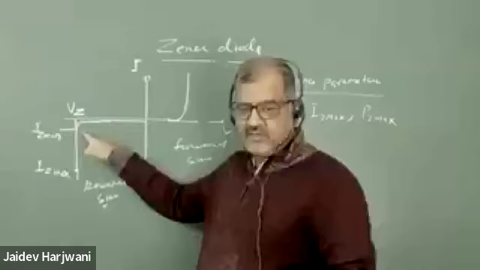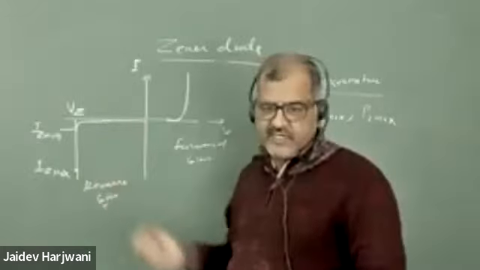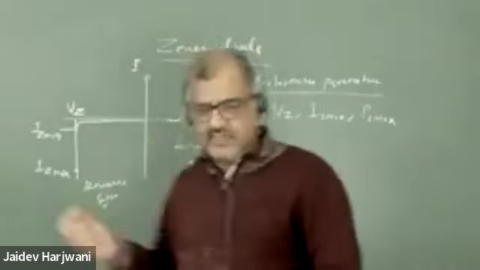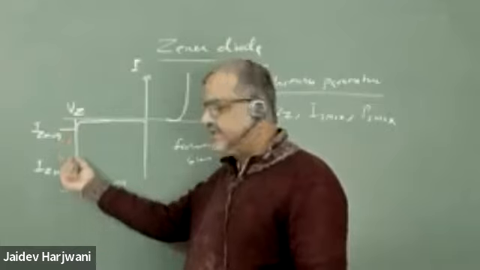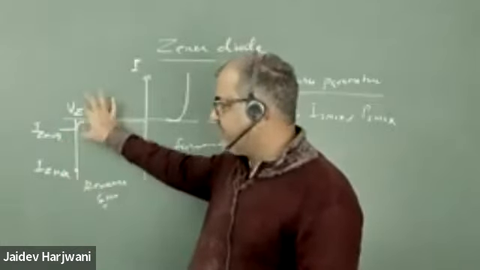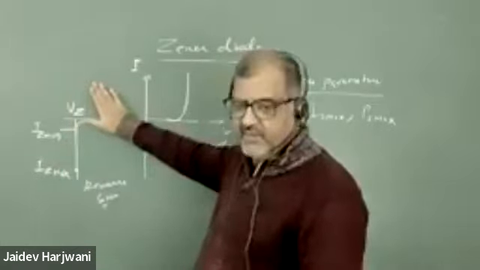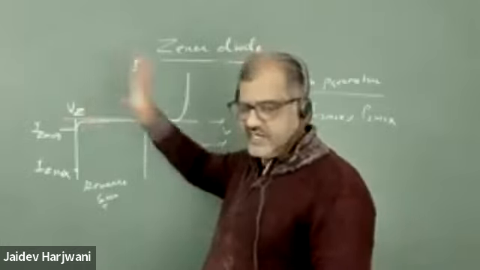Once the minimum current is flowing through the diode, its voltage will become VZ. It has to work as a regulator in the circuit, so it has to adjust the current. Current can vary in this range, but the voltage will be fixed. While the current is varying, it will maintain the voltage VZ fixed.